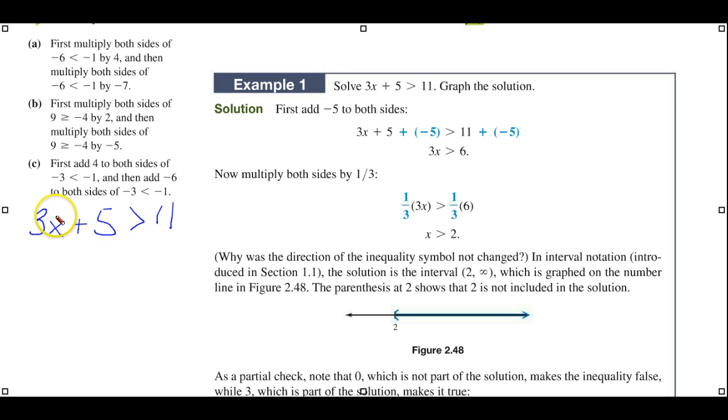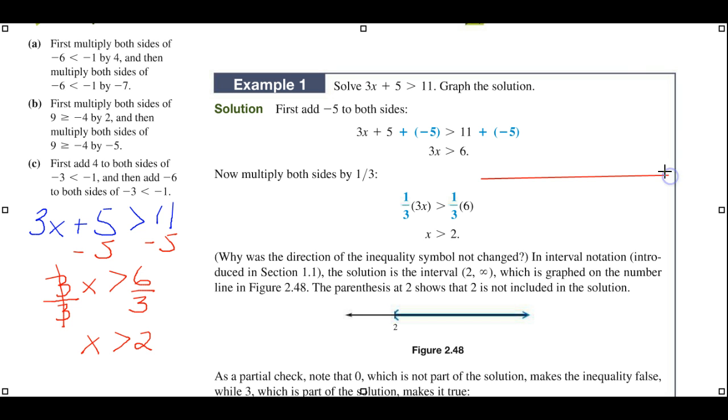To solve it, we want to isolate the x, so we will subtract 5 from both sides, and we get 3x is greater than 6. And then to solve, we're going to divide both sides by 3. This cancels out, and we get x is greater than 2. Now, one of the main things we're going to do here is do what we call a graph of our inequality.